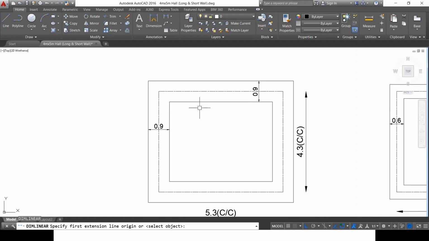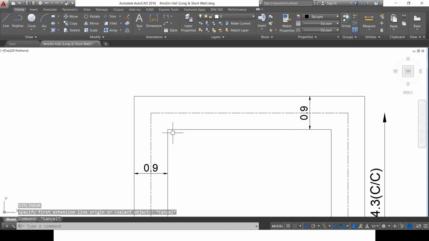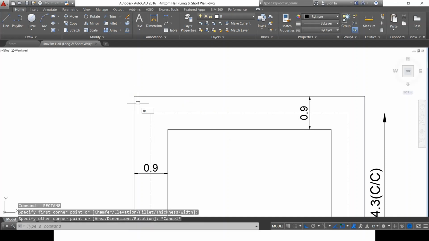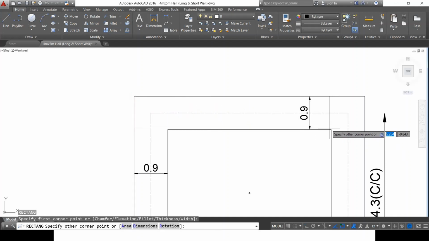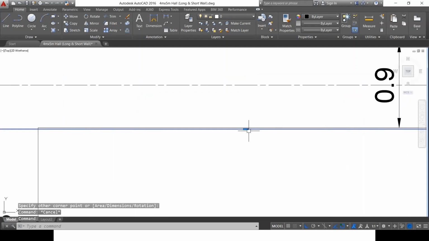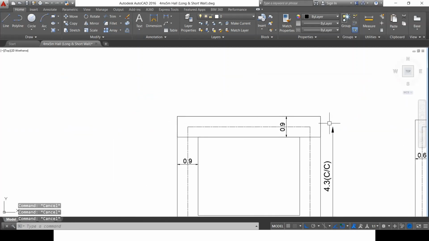So if I consider this long wall, 5 meter length, 5.3 meter center to center distance, the total width is 0.9 meter. So I need to do the excavation from here to here. When this is the excavation which I have to do, I need to calculate the total length.